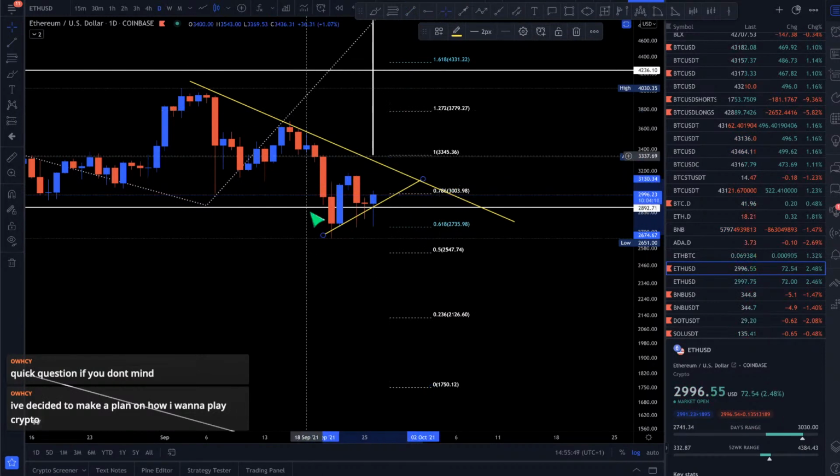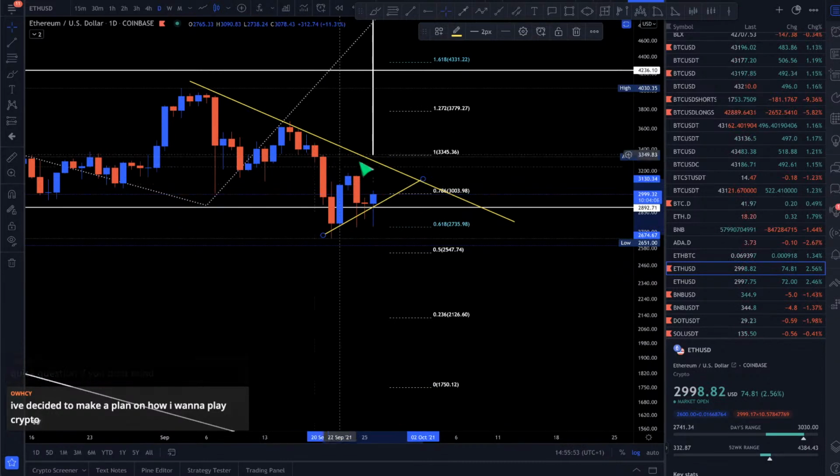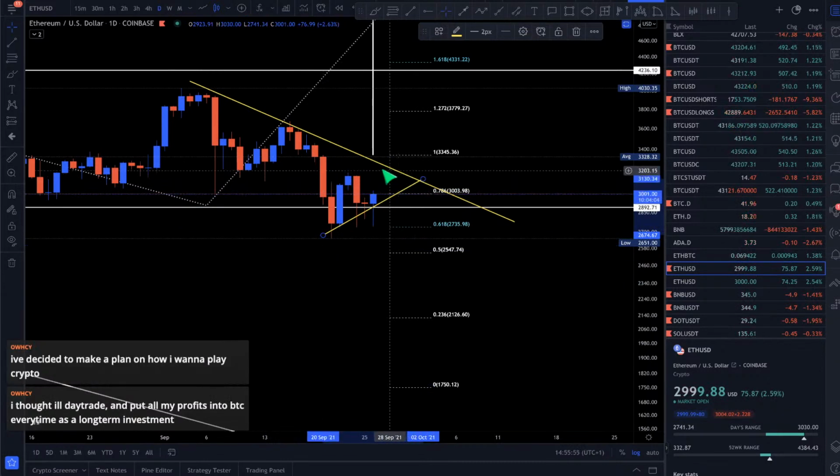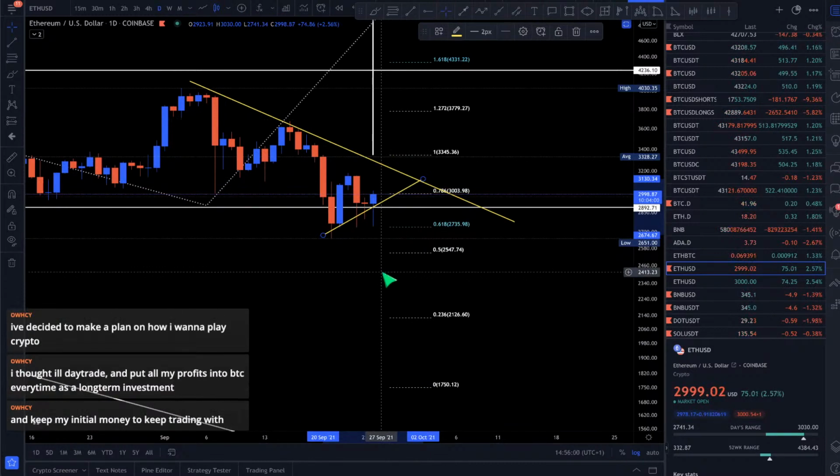This is a symmetrical triangle. It doesn't decide. This is an undecisive area. This is a symmetrical triangle. It's neither bullish, neither bearish. It has a 50-50 chance of going up, going down. That's bad. So we need to observe this.